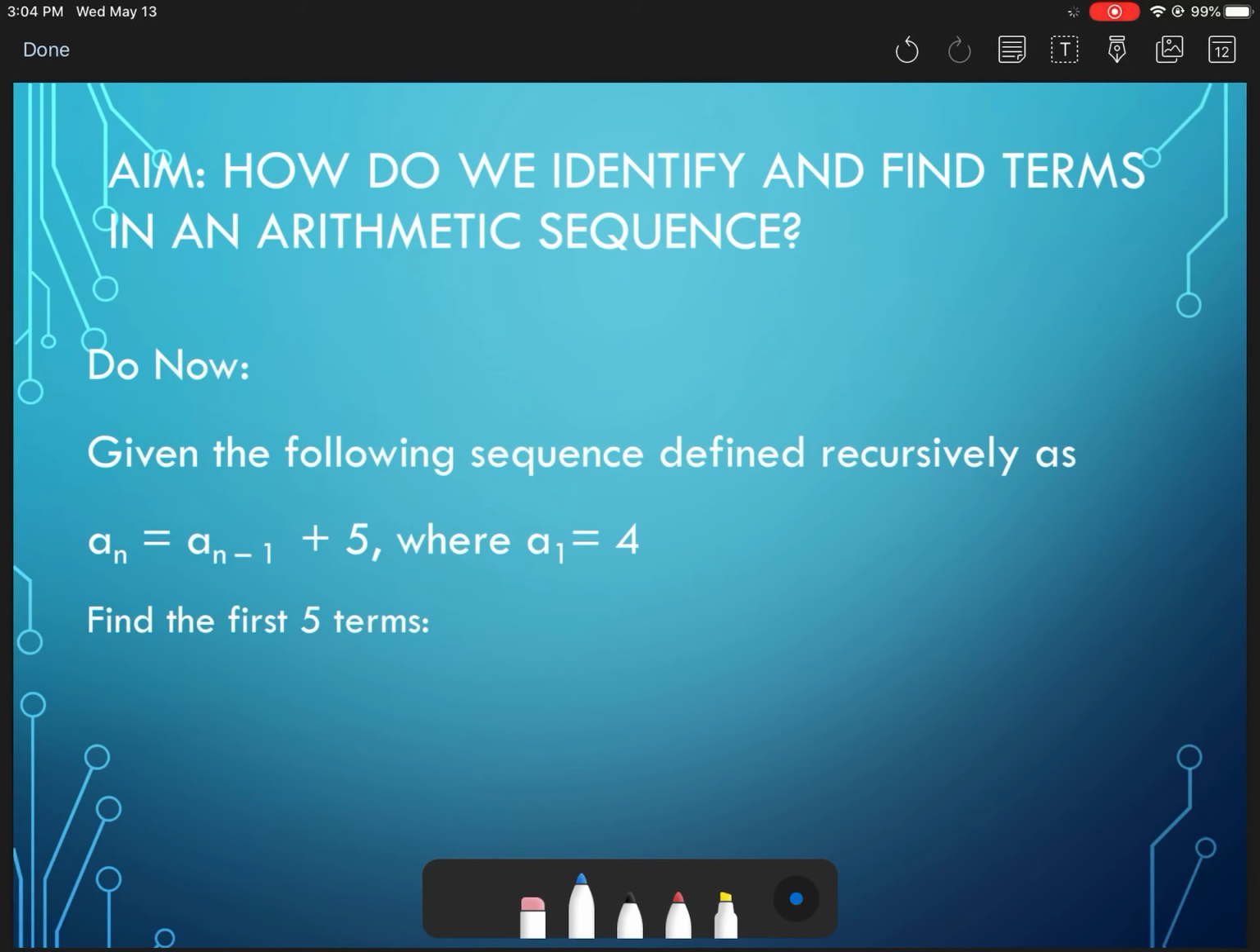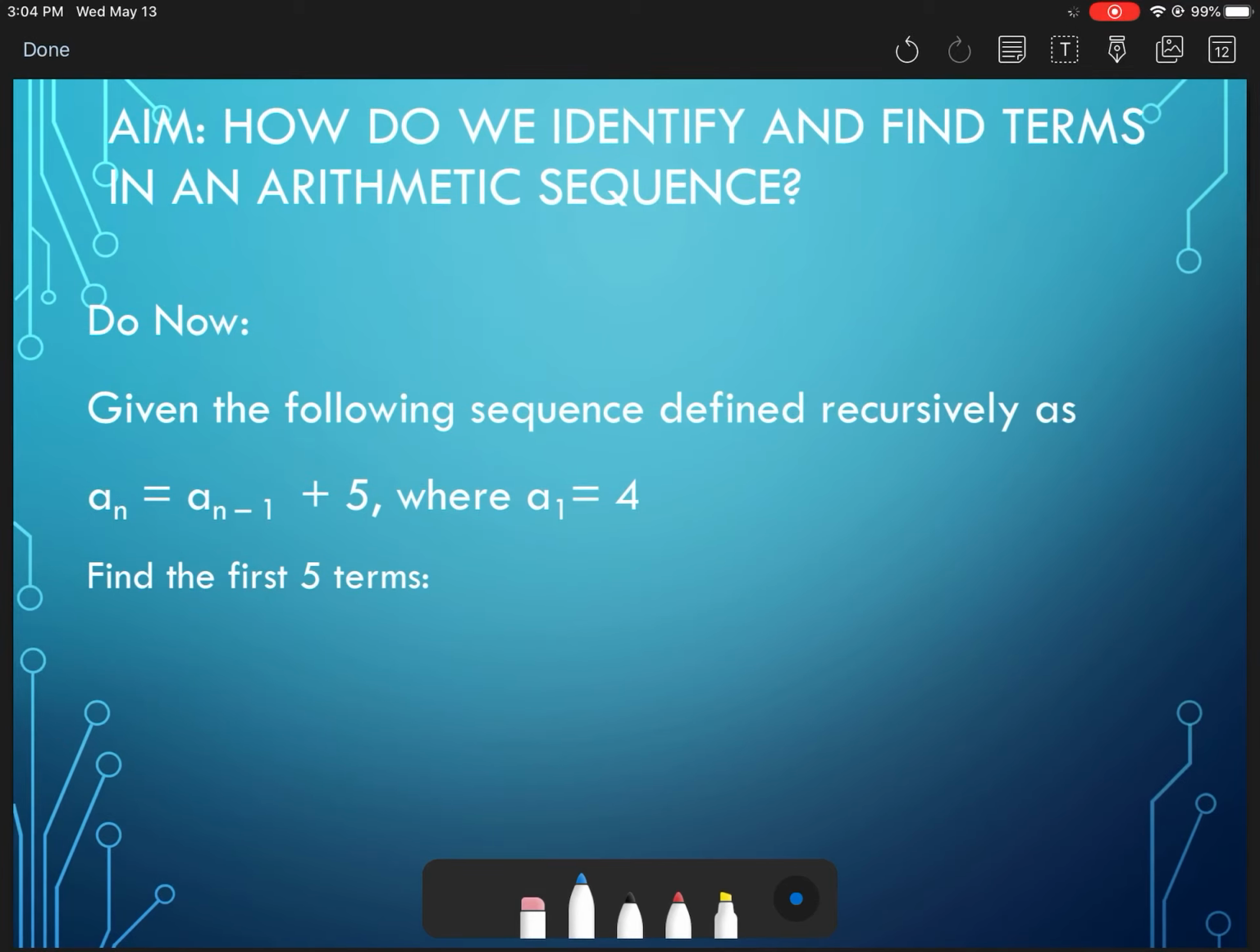Hi everybody. Today we are going to learn how to identify and find terms in an arithmetic sequence. So this stuff, I don't know if you remember, you learned it in algebra, so it's really not that much more extensive in Algebra 2. Once we start doing a couple of these problems, you'll probably think it's familiar.